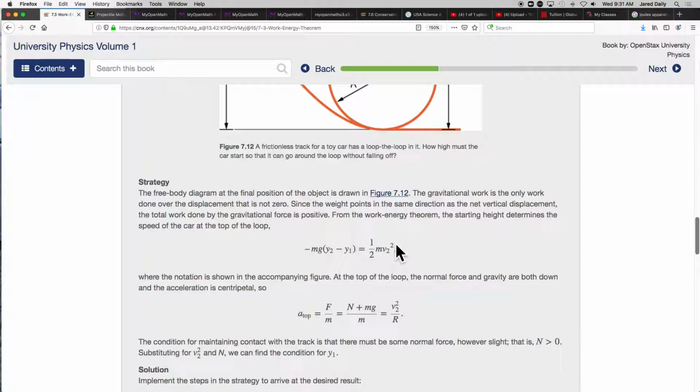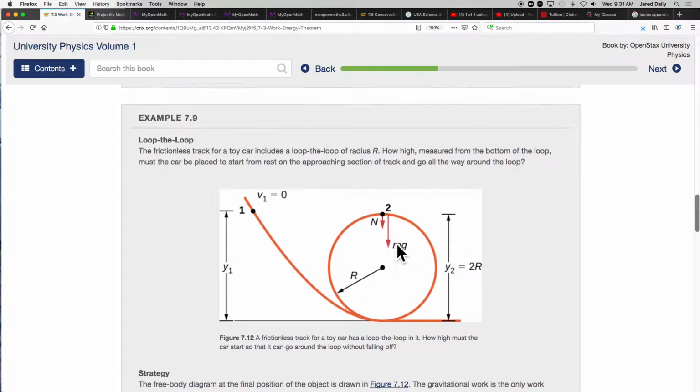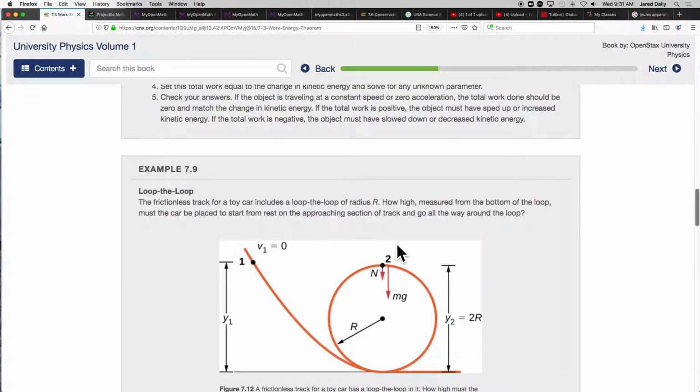So what do we want to know here? We want to know how high from the bottom of the loop must the car be placed to start from rest on the approaching section of track and go all the way around the loop. So let's think about this. What speed do we need to achieve at the top of that loop if we're going to get all the way around? What is the absolute minimum speed we need to attain? What do we need to accomplish when we get to the top of that thing for it to go all the way around?